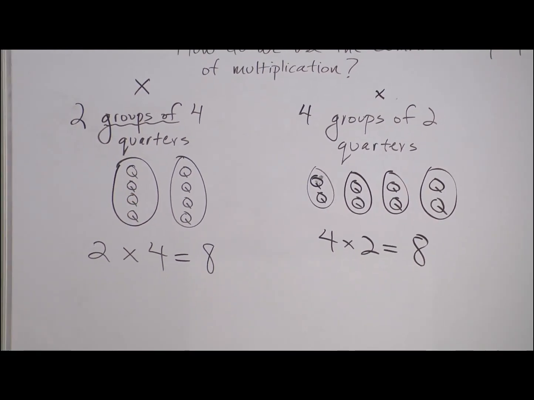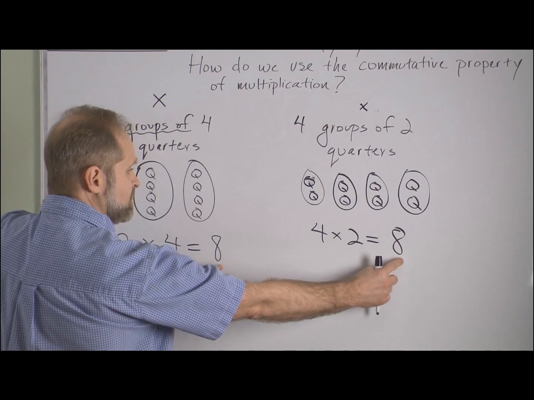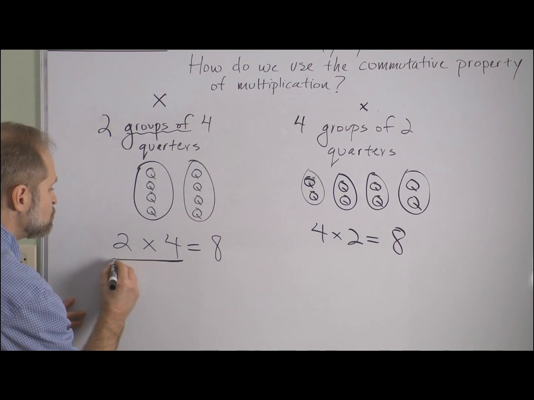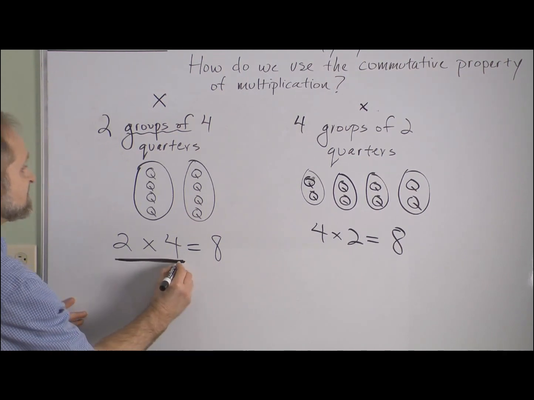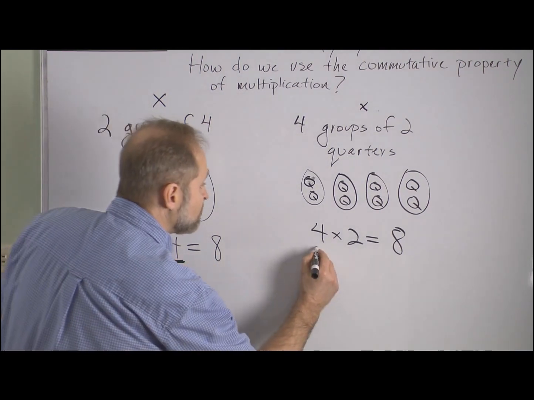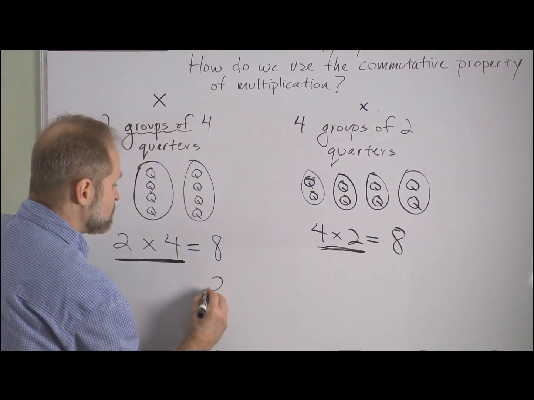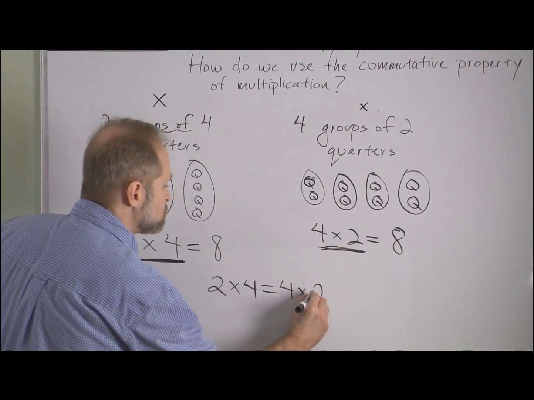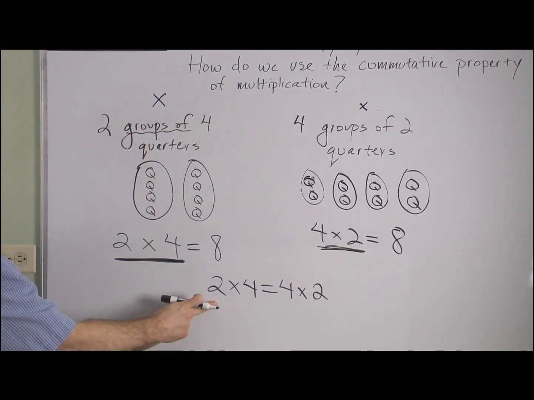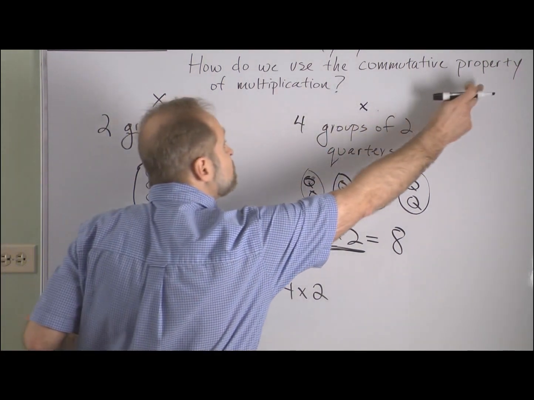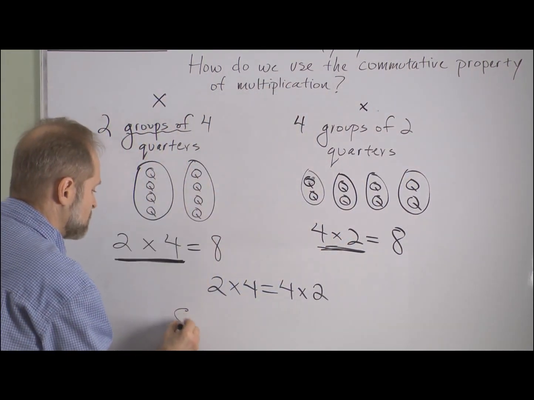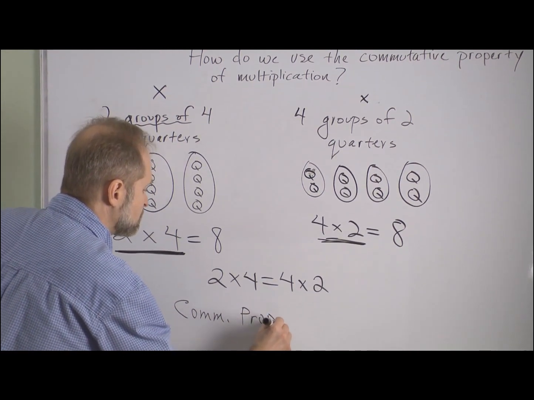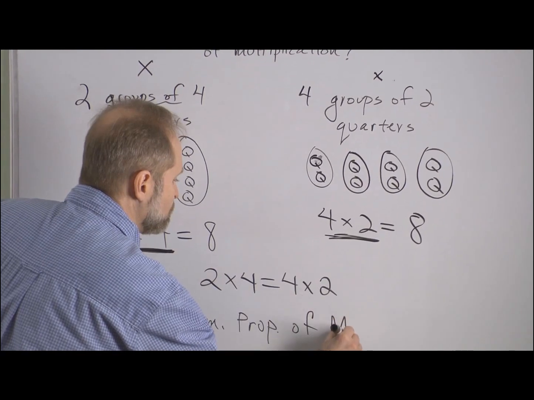So which gift is the most money? Well, I think it's very clear that they're the same amount of money. Each gift is 8 quarters. But this suggests that 2 groups of 4 is the same as 4 groups of 2. In other words, 2 times 4 equals 4 times 2. And this simple idea is called the commutative property of multiplication. The commutative, and I'll abbreviate here, property of multiplication.